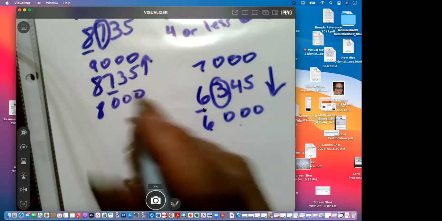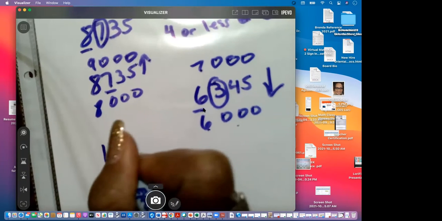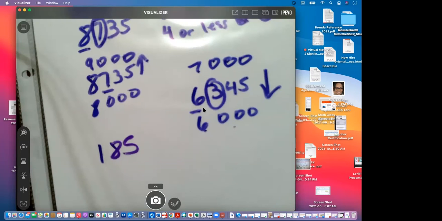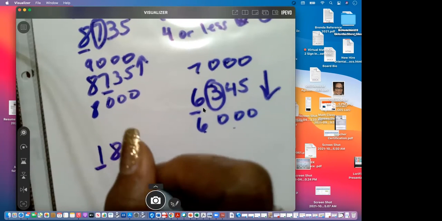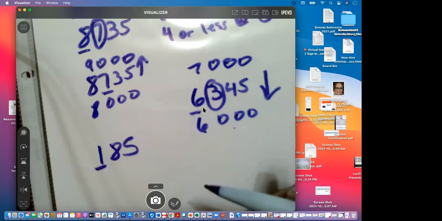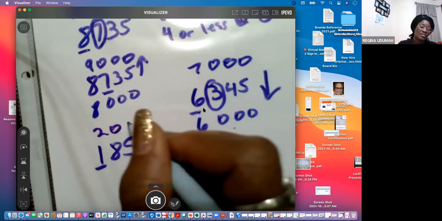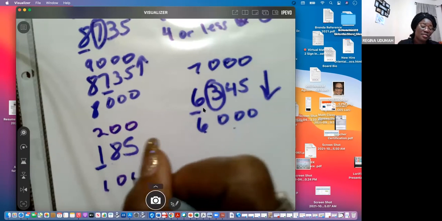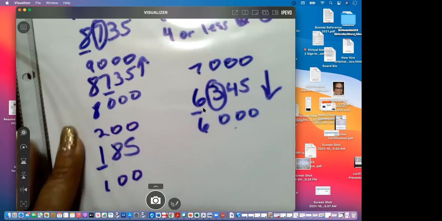Okay, let's try one in the hundreds place. Say, for instance, we're rounding to the nearest 100. We're rounding to this place, so we have to look at the number in our tens place. What is 100 more than 100? It will be 200. And what's 100 less than 200? 100. So this is our range, right? It's either going to round down to 100 or up to 200.